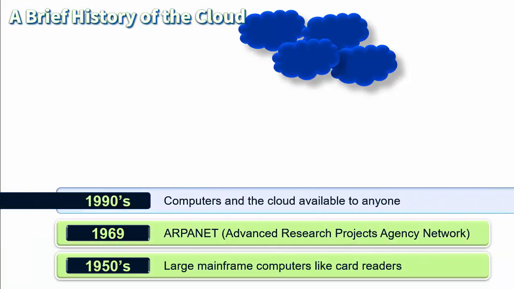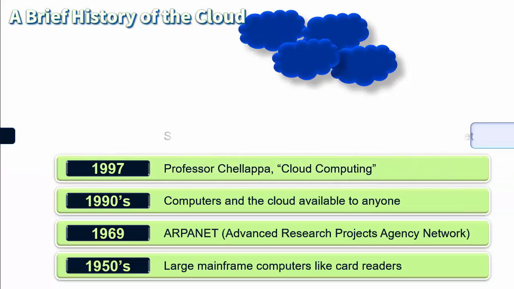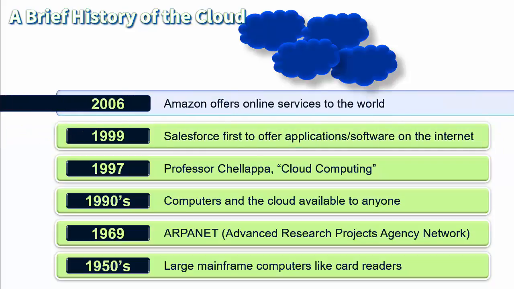And then in about the 1990s, the computer and the cloud, they're available to anyone because they're no longer those large mainframes. We now have personal computers available for us. Move forward to 1997, Professor Chilapa. Professor, I hope I pronounced your name properly. He's credited with using the first time cloud computing was ever said, and he was at a conference in Dallas in 1997. It caught on, and that's why we refer to it as the cloud. In 1999, Salesforce made the opportunity for applications and software to be purchased on the internet. And then in 2006, Amazon was the first to offer online services to the world. So you see, we've come a long way since the 1950s.